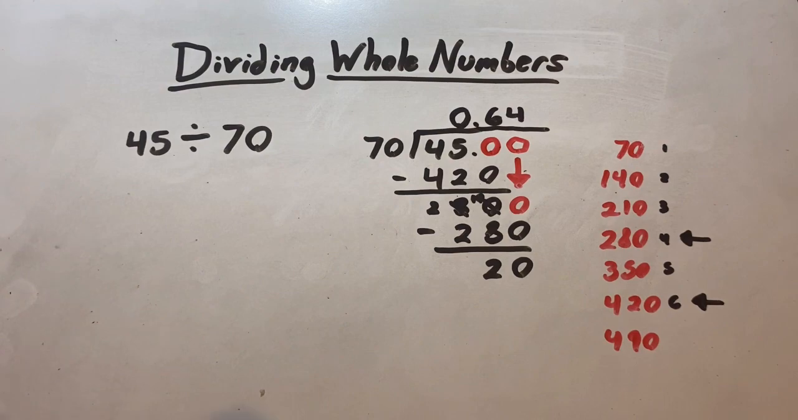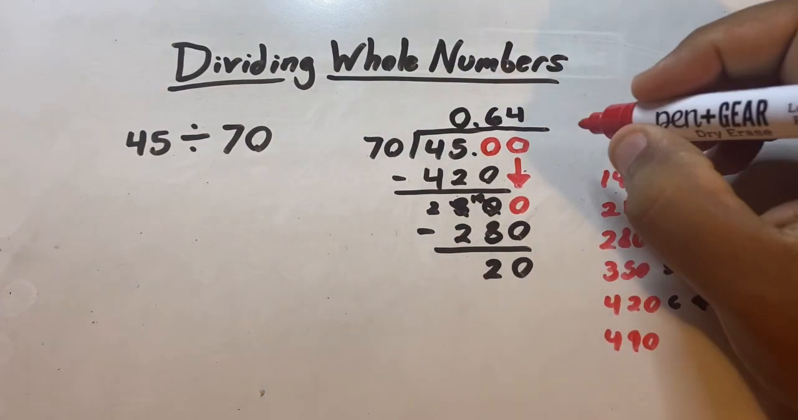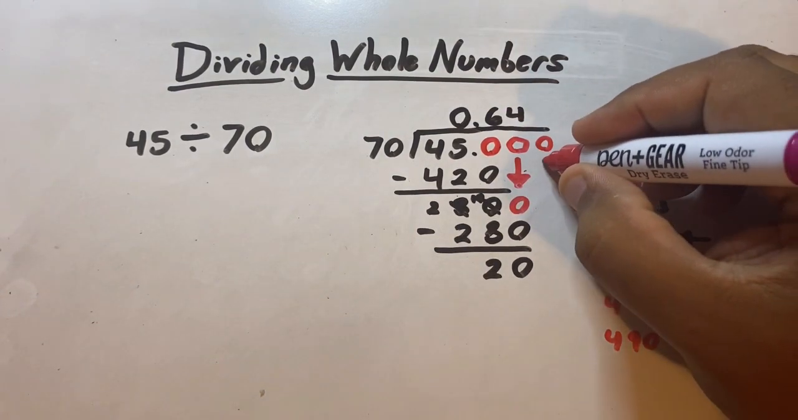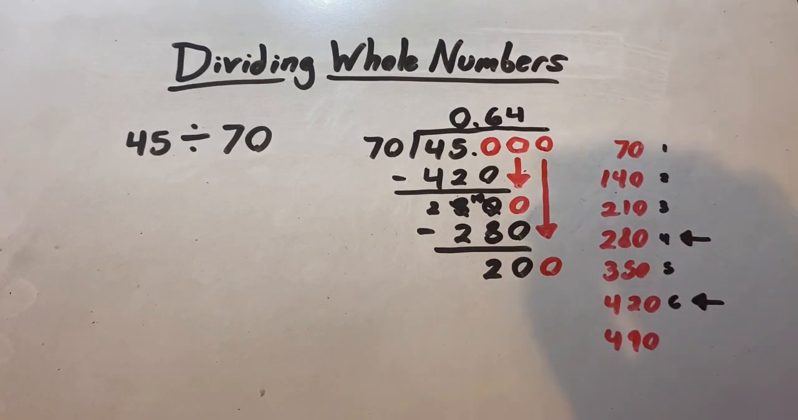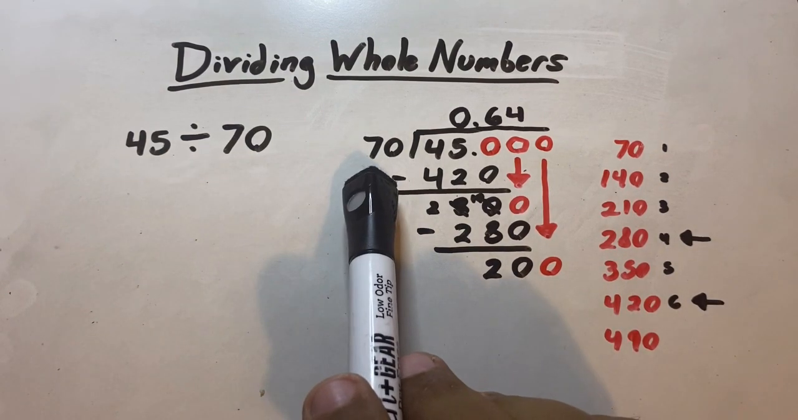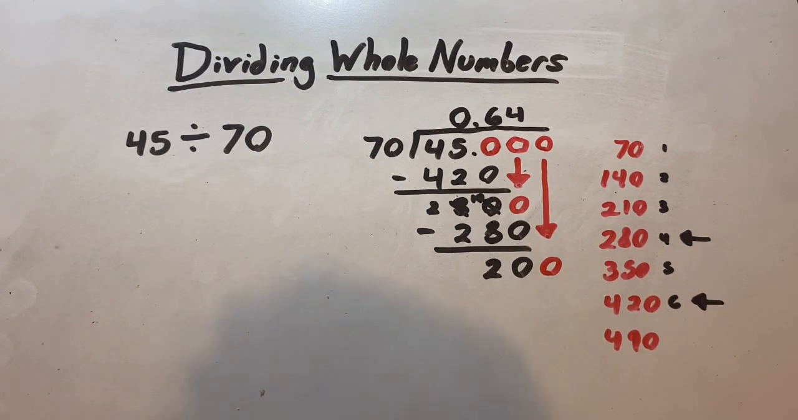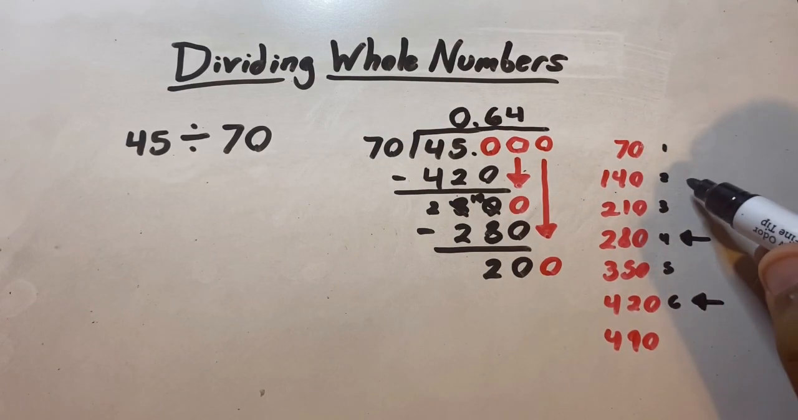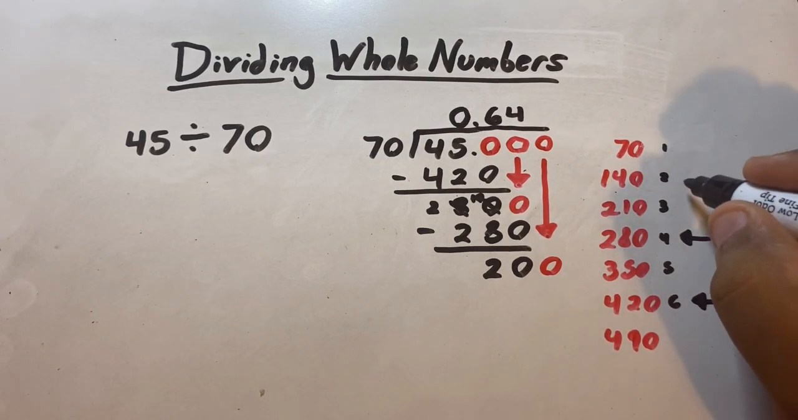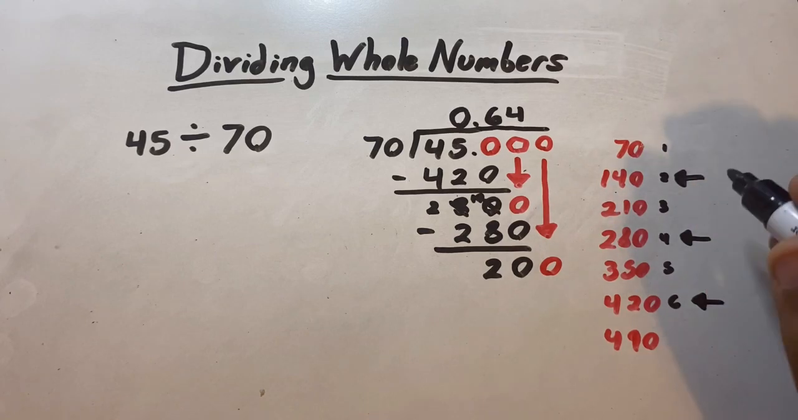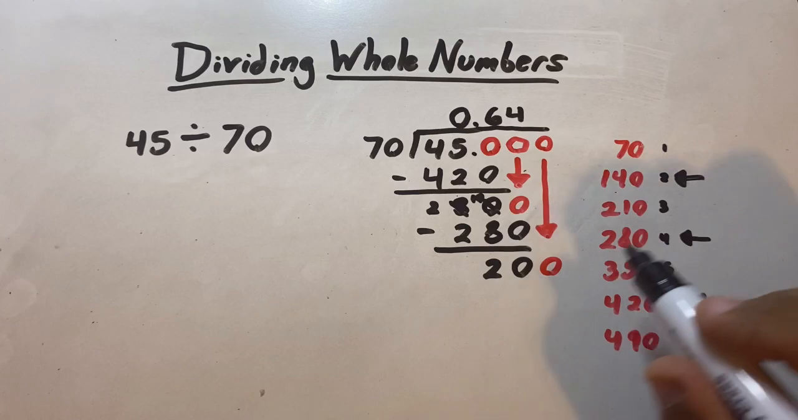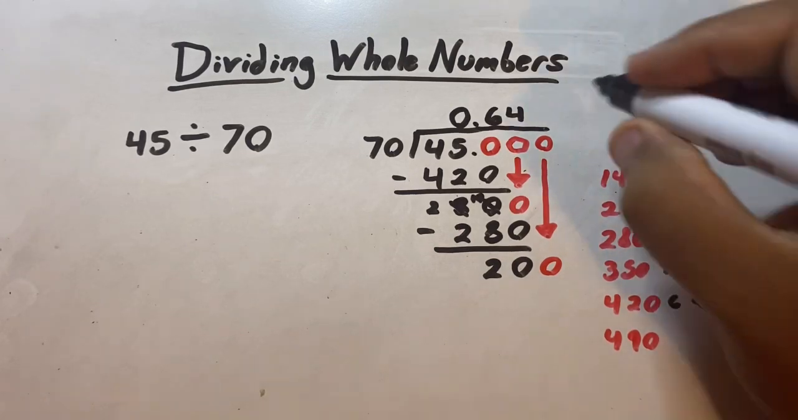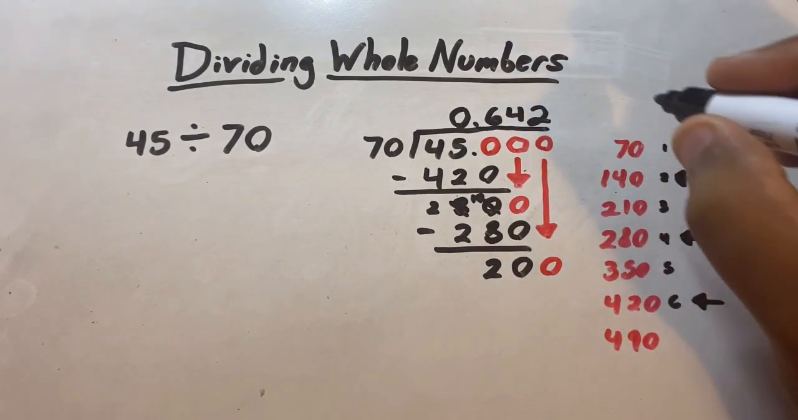Now to figure out our last digit, we're going to add another 0. And we're going to bring it down. So now this 20 becomes 200. Now we need to figure out how many times 70 goes inside 200. And if you look to your right, we have it right here. We know 70 goes inside 200 2 times. It cannot be 210 because 210 is bigger than 200. So that 2, we're going to put it right up here.